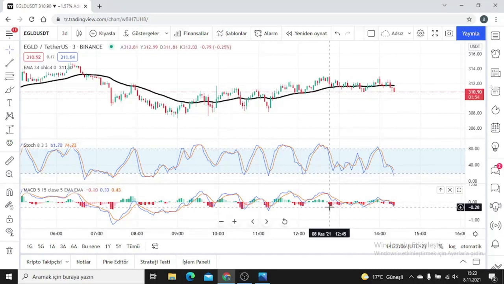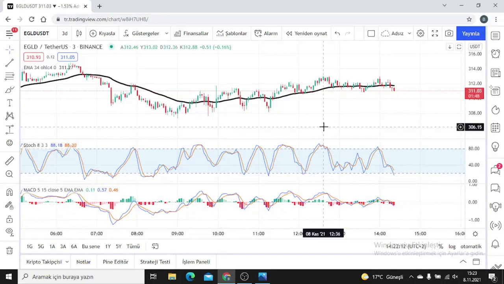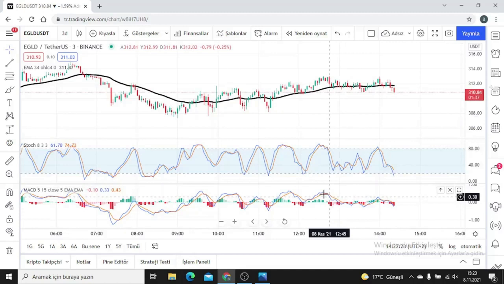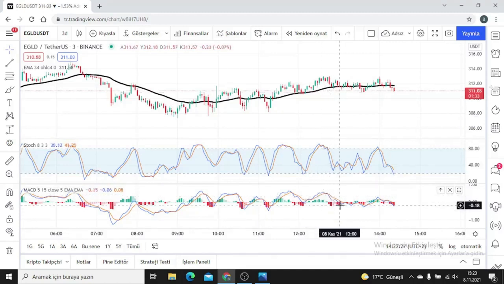I also explained it in other training videos while explaining MACD. I explained how it reacts when the MACD lines are on the histogram and how it reacts when it is away from the histogram. I don't want to explain it in this video. Since I do not want to extend the video, you can watch the information about MACD from there. Now let's check back a bit.